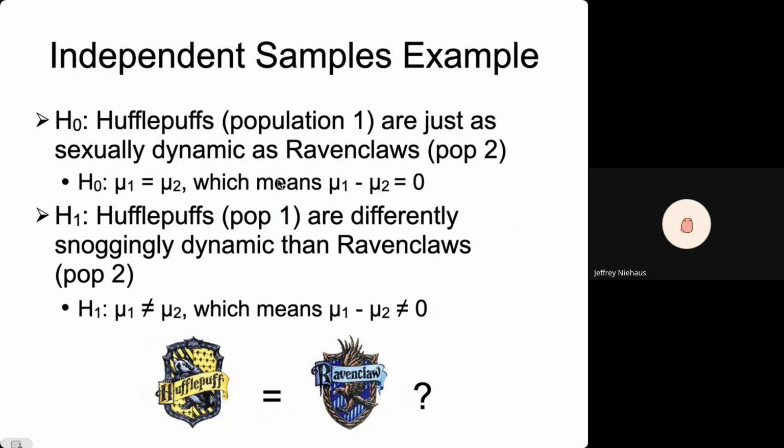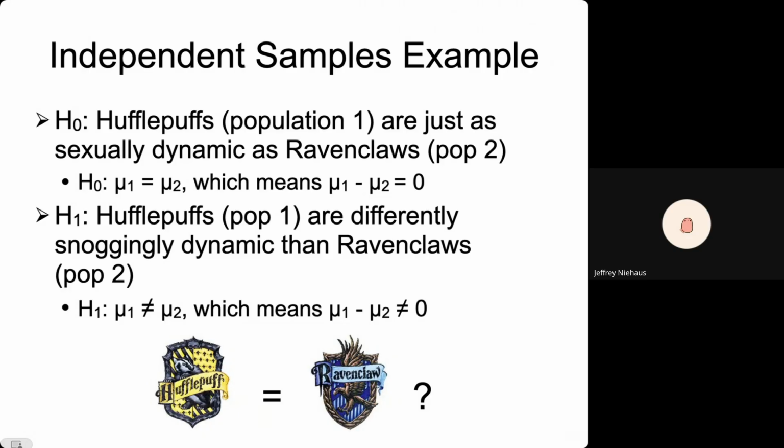So here's the null and alternative hypothesis. The null hypothesis is that both of those populations are in fact the same on average when it comes to snogging partners. The alternative is that they are not the same. And the upshot of that is that if they are the same, then the mu of one minus the mu of the other equals 0.